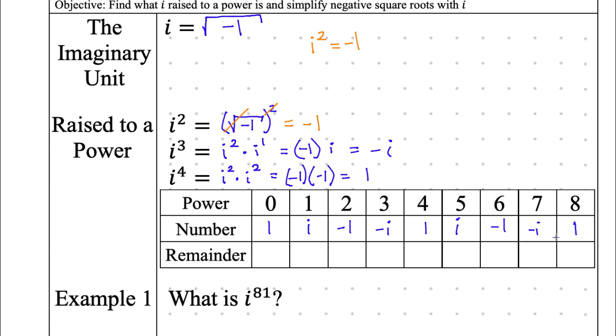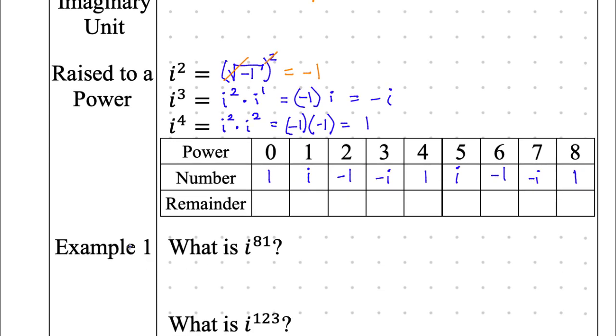All right. So now we need to figure out a way to do problems like example 1. What is I to the power of 81? Very similar to our warm-up from, I think, Friday. How do we do big exponents? Well, the trick is looking at the remainder. This repeats every 4. 1, 2, 3, 4, and then it goes back to itself. So I need to somehow divide by 4 and then figure out what the remainder is.